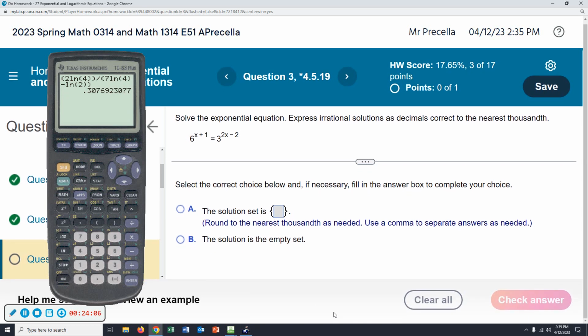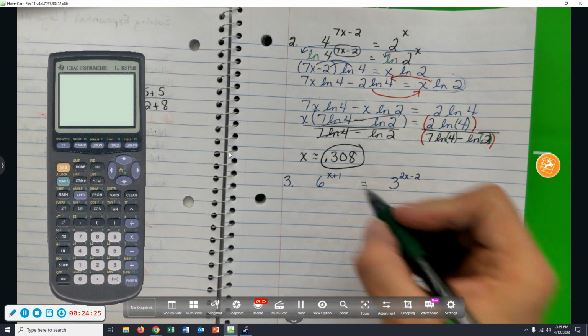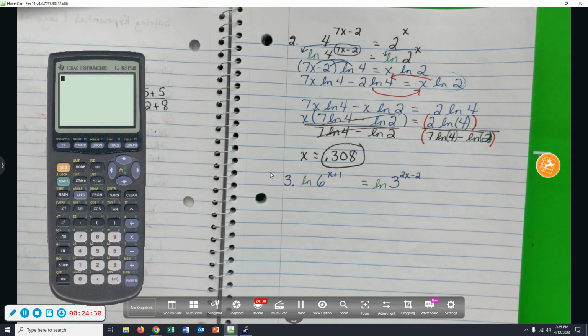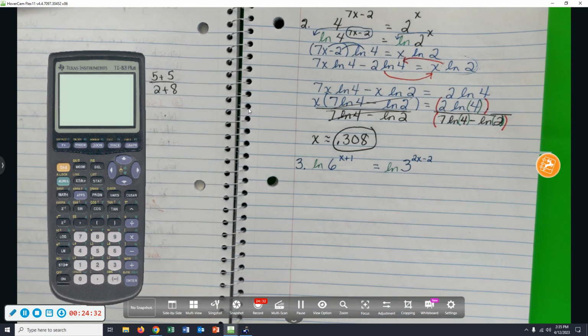You might think we're overdoing it with this parentheses stuff and the calculator, but 99% of the people that miss these problems, it's because they're messing up with the parentheses. So let's do number 3. Show my work. I'll stick ln in front of each side and carry down the exponent.